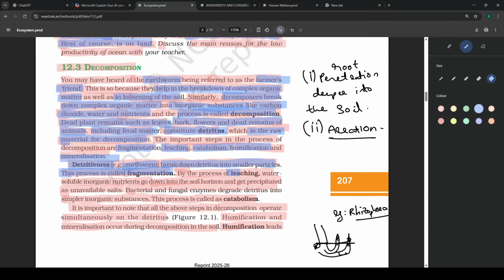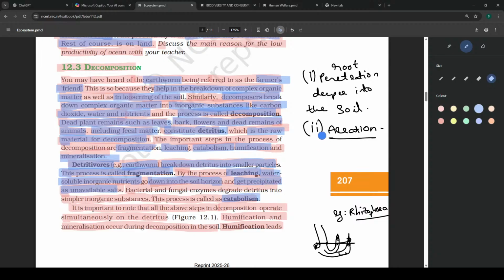Then coming to leaching. What is leaching? If there are any water soluble inorganic nutrients in the detritus, they will dissolve in the water and seep down into the soil horizon and get precipitated as unavailable salts. This is again a one line definition of leaching. That is the second step, not much is given.